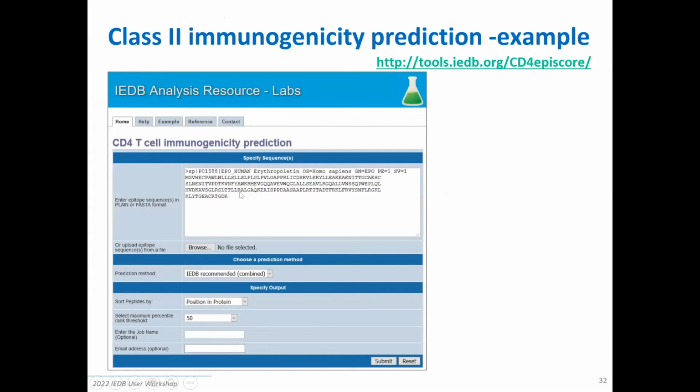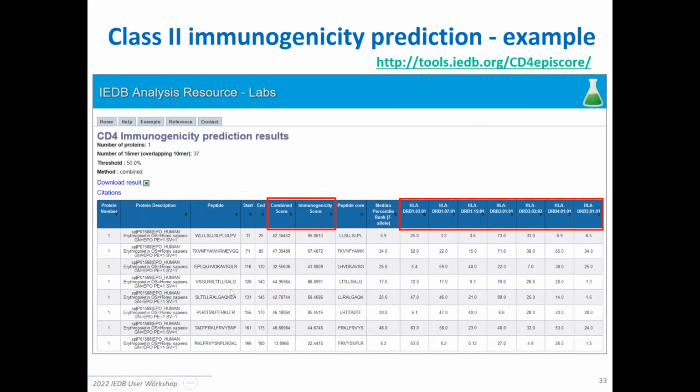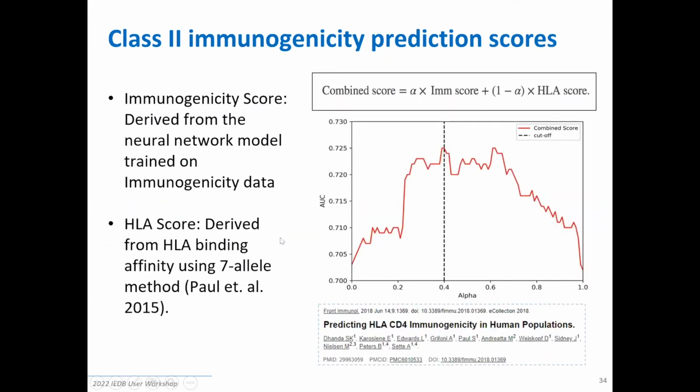You enter your protein, it runs the binding prediction method, and in addition, it can either do the 7 allele binding prediction method or the immunogenicity prediction, or combine them. And when you run that, you should be very familiar with these kinds of tables right now. You get your 7 alleles back, your median rank, and then the immunogenicity score, which can be combined, and that combined score is what you would rank by.